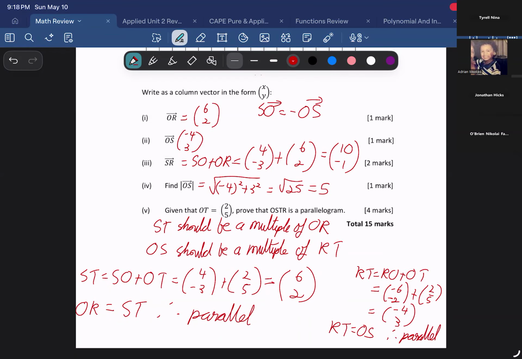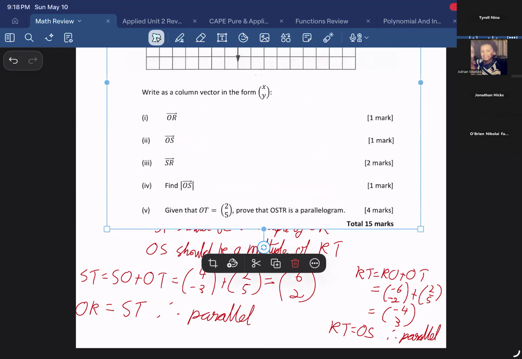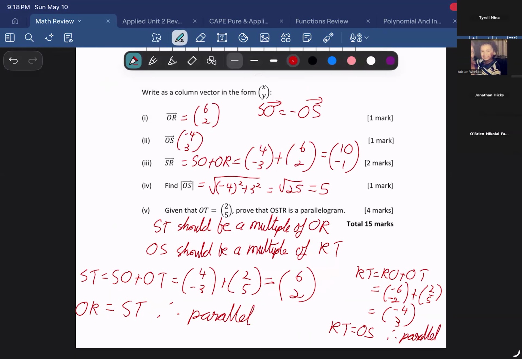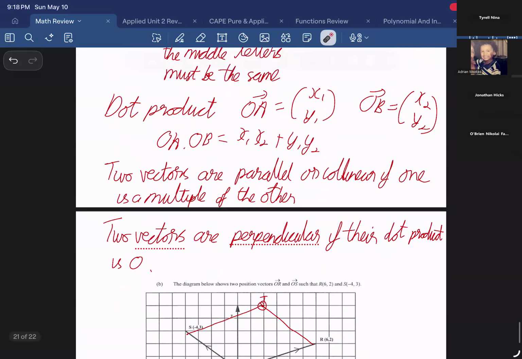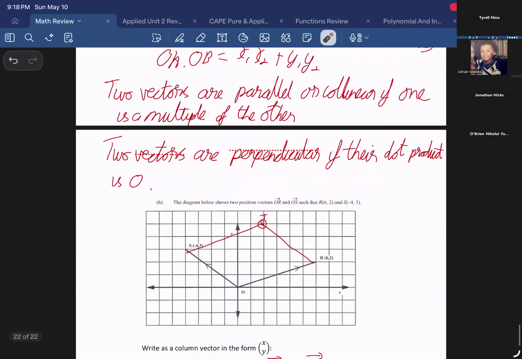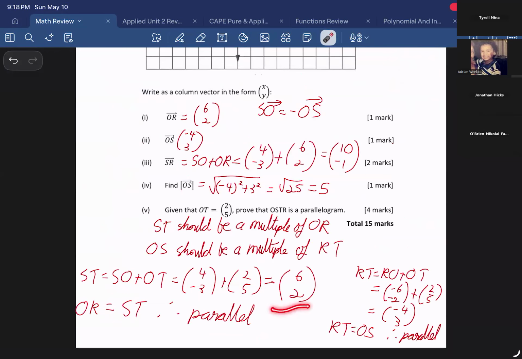So let me explain that again. For something to be a parallelogram, the sides have to be parallel. Kind of self-explanatory there. And to tell if two things are parallel, one has to be a multiple of the other. So you see how this is a multiple of the other, they're actually equal. And what does a multiple mean? A multiple means that like one is 2 times the other, 1 times the other, 3 times the other, 4 times the other, a half times the other, and so on, right? That's what I mean by a multiple.